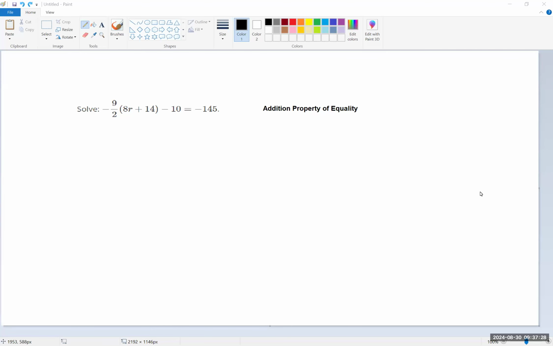Okay, so we have a linear equation that we need to solve. And the first thing I'm going to do is use the addition property of equality. To do that, I'm going to add 10 to both sides. That leaves me with negative 9 halves times 8r plus 14. And on the right side, it's negative 145 plus 10.